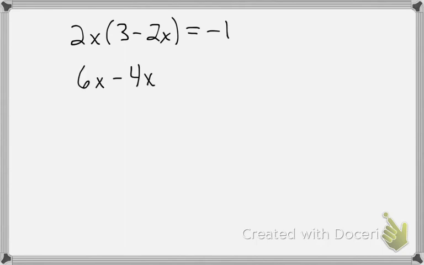What if we attempt 2x times 3 minus 2x, is that equal to negative 1? Multiply it out? Yeah, this is bad factoring. So you'd multiply it out. That would give me 6x minus 4x squared equals negative 1. You guys agree? Add 1 and put it in descending order.